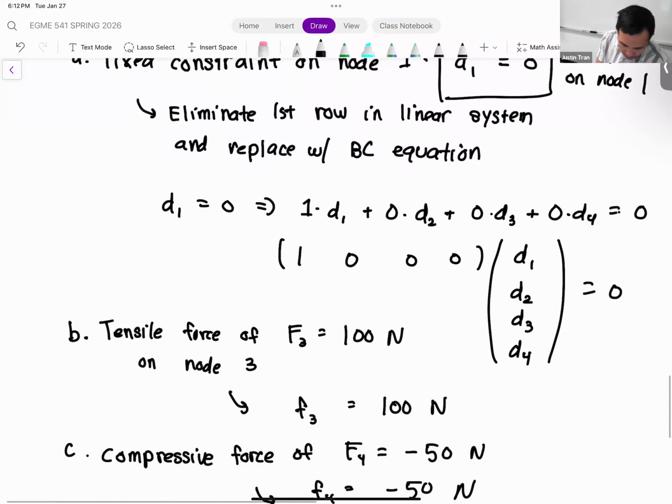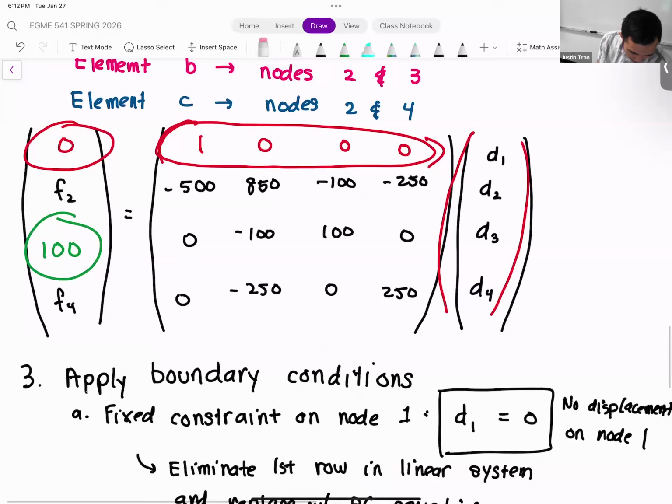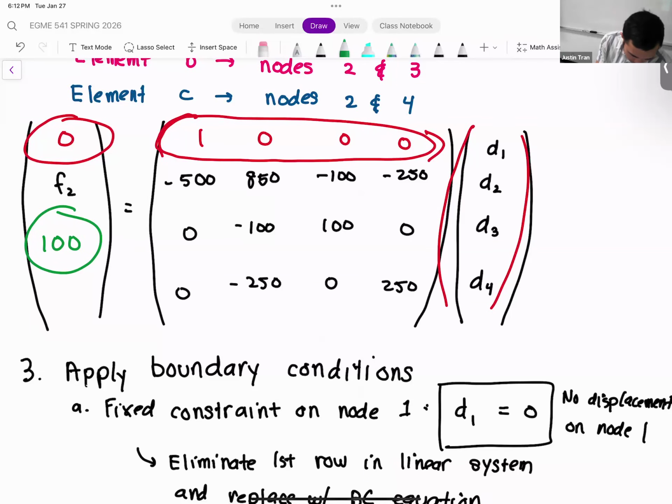Okay, so if we go back to our linear system up here, let's go ahead and plug that in. So we have little F4 here. This is going to be minus 50.